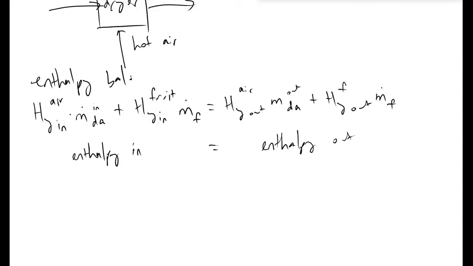Another thing to note for later on is that because we are going to assume we have no accumulation of mass, we can say that the mass flow rate of dry air in must equal the mass flow rate of dry air out. So I will let this term simply be equal to m_dA. And the same can be said for the mass flow rate of fruit. And so the next step that we're going to do is look at these enthalpy terms for our air and for our fruit.